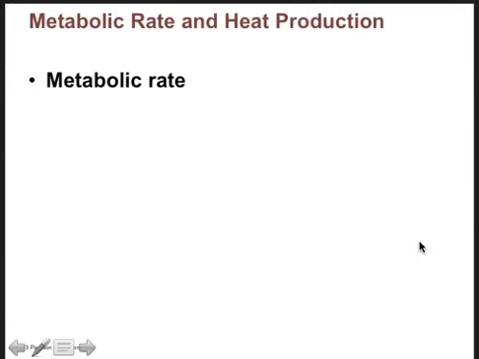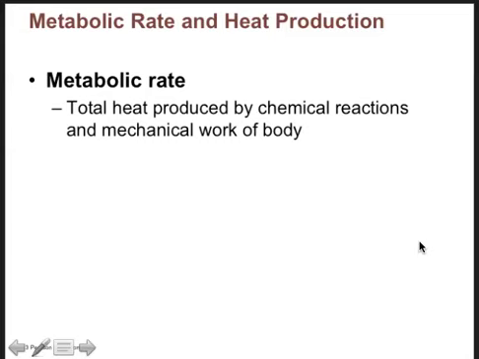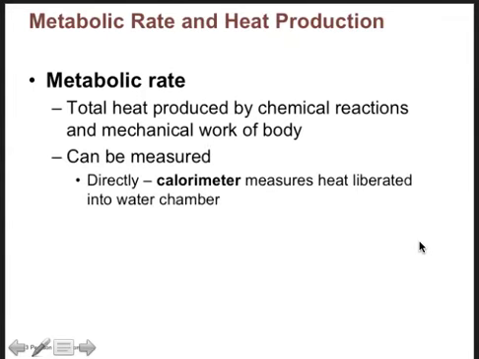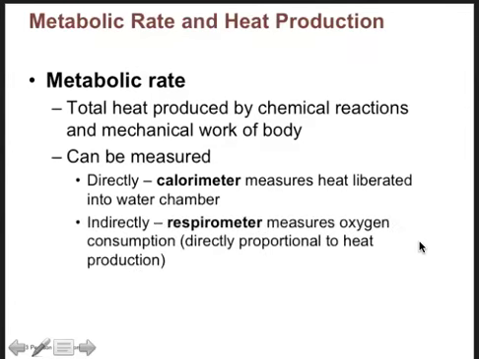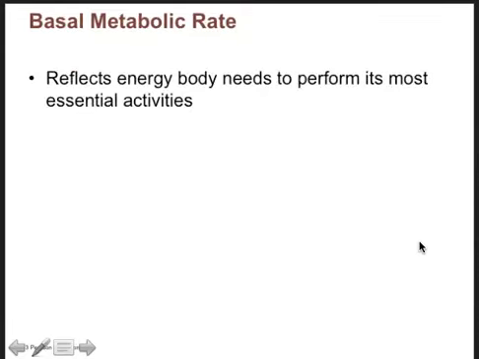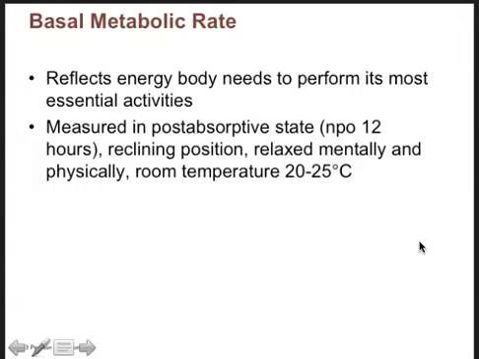Your metabolic rate is measured by the total heat that's produced by the chemical reactions and the mechanical work of your body. It can be measured directly through a calorimeter, which measures the heat liberated into a water chamber, or indirectly through a respirometer, which measures oxygen consumption, which is directly proportional to heat production. It reflects energy the body needs to perform most of its essential activities, and it's measured in the post-absorptive state, in the reclining position, in a relaxed frame of mind, both mentally and physically, and at a normal room temperature, about 25 degrees centigrade.